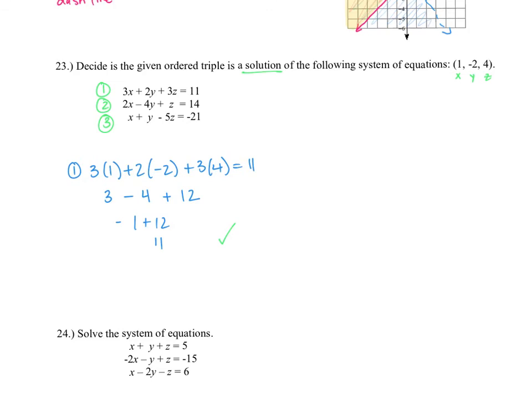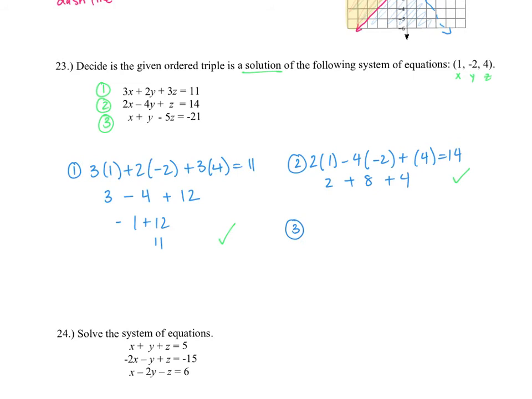Let's try out the second equation. So the second equation, I'm plugging in 1 for x, -2 for y, and for z, I'm plugging in a 4. And I'm checking to see if it equals 14. So I would have 2 plus 8 plus 4. I'm multiplying the 2 with the 1 to get the 2. And these two multiply give me a +8. So if I add this up together, 2 plus 8 is 10, plus 4 does give me 14. So the second equation does work as well.